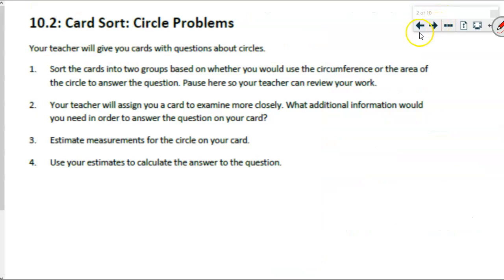Let's move on to the next problem. You are actually going to do a card sort. So at your tables, you have been given a set of 8, I believe, 8 cards. You need to sort the cards into 2 groups based on whether it's circumference or area that it's asking for. Okay, so that's all we're going to do right now.